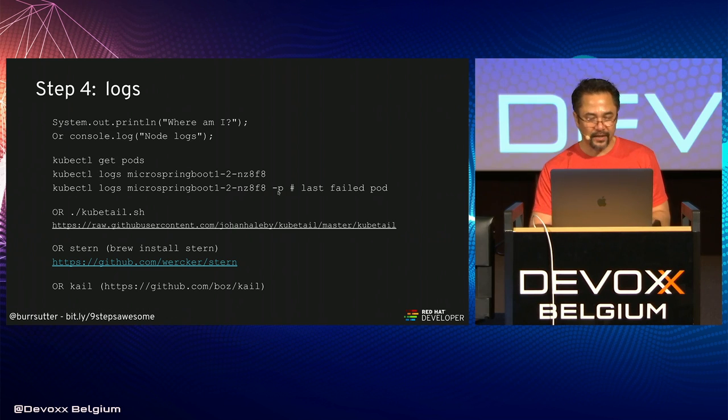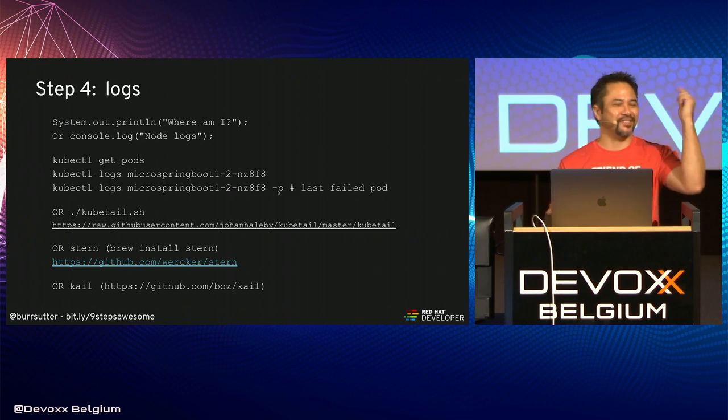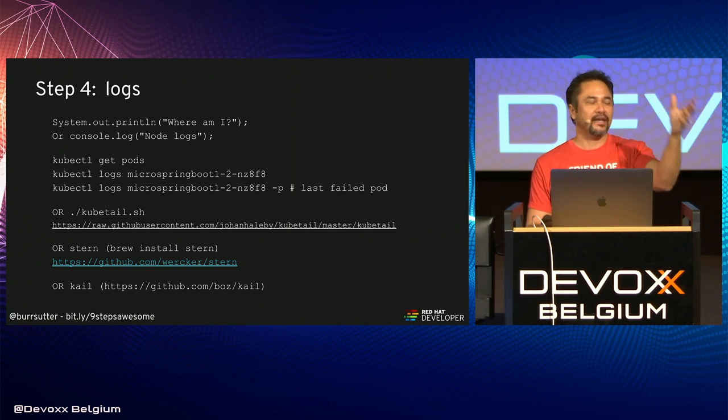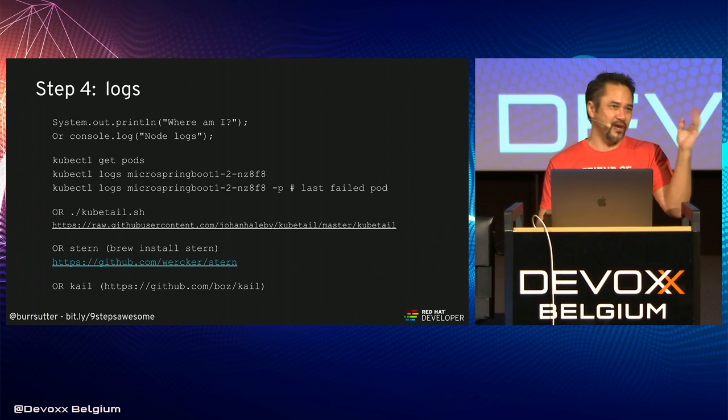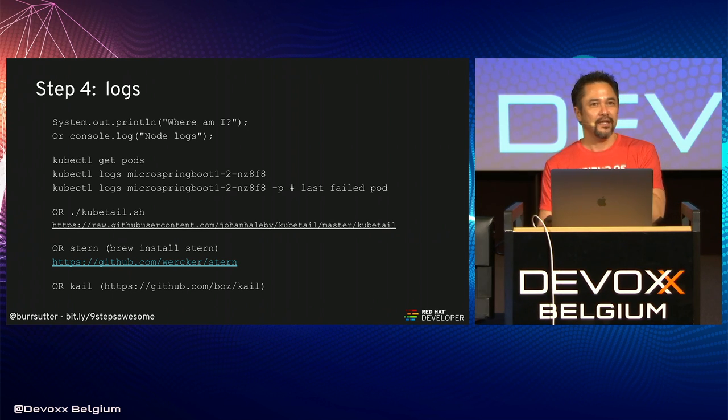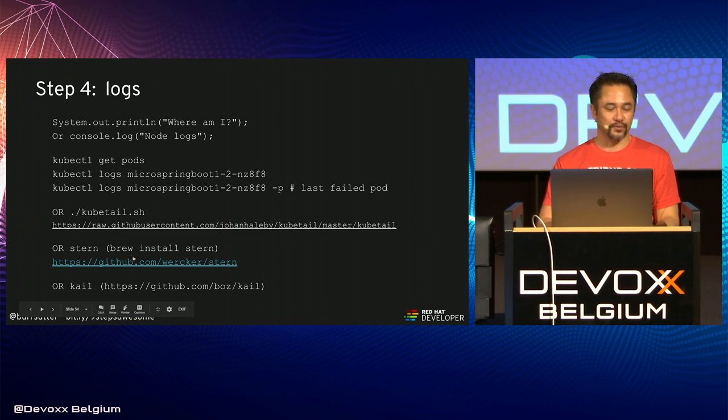So if you have a failing pod, for some reason the pod is just not coming up, and that's going to be a common thing. It can't connect to its database, and therefore it keeps failing over. It can't, for some reason, run something in particular. Dash P says, look at the last failed pod and pull the logs from it. Last failed pod, meaning I want to see what's failing and understand that better. There are also a couple other great tools that I like using a lot.